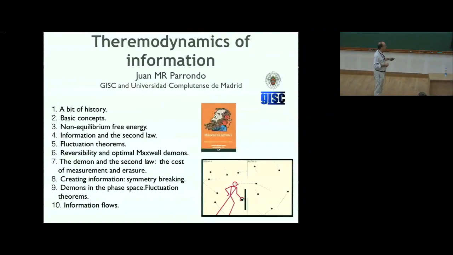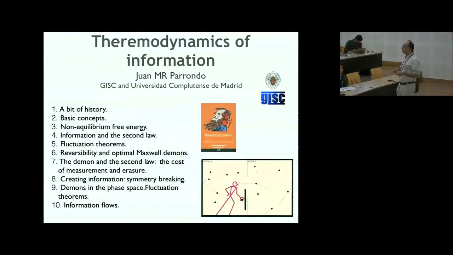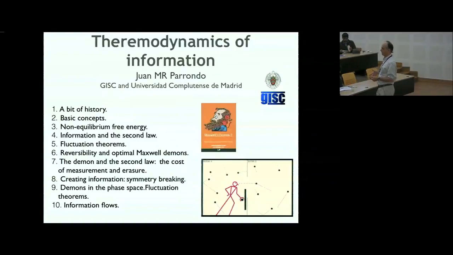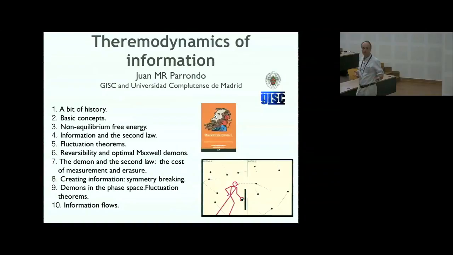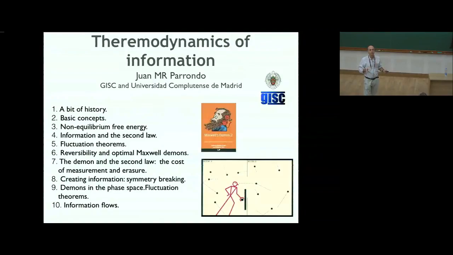Then the course starts, where I will assume you have good knowledge of equilibrium statistical physics and quantum physics, although the course will be mostly classical thermodynamics and classical information theory. It will be rather self-contained, in the sense that I will explain the basic concepts before, such as mutual information and Shannon information. Maybe for some of you it's very trivial, and if everybody agrees we can skip this. Then there are some basic concepts on information theory, then nonequilibrium free energy, and then we start with information and the second law.